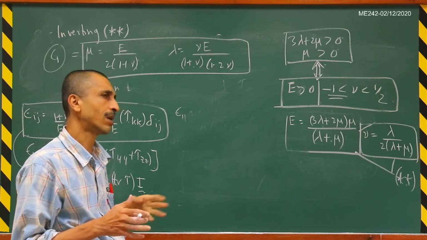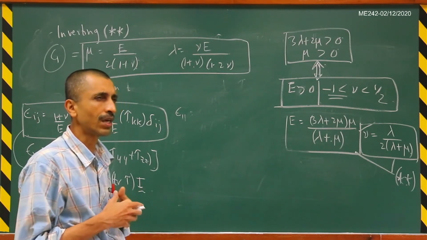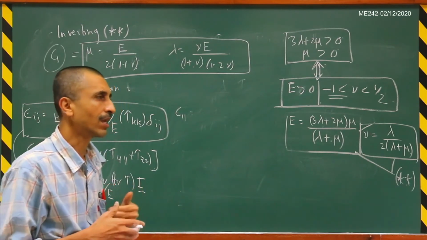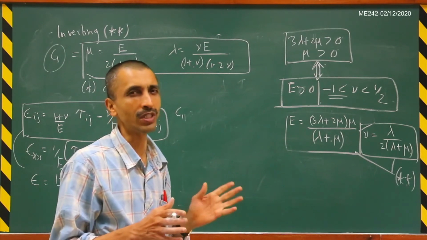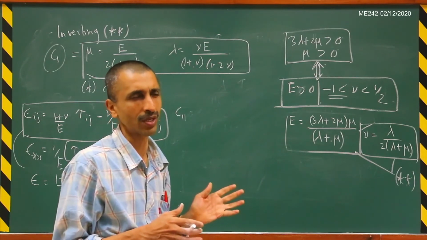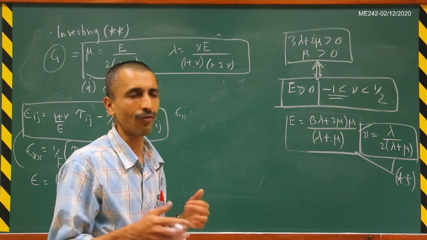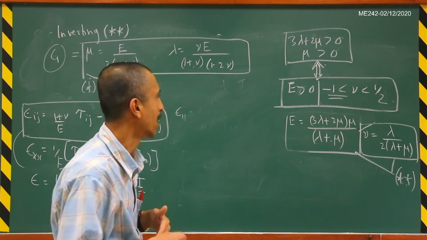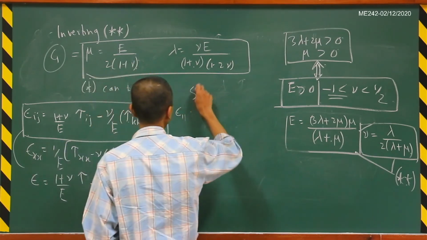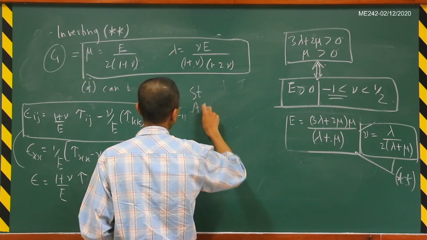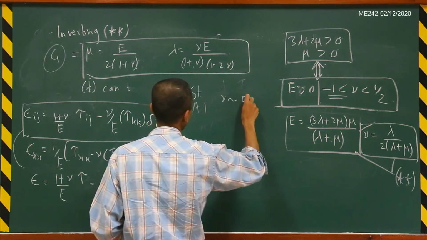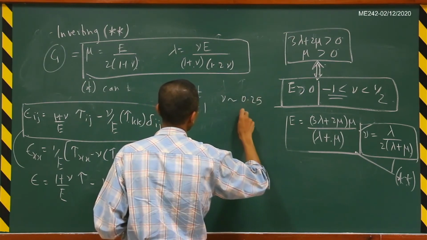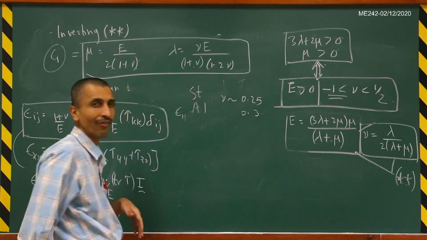So at least let us say that among materials where the continuum assumption is not violated, we don't see any negative Poisson ratio materials. For example, for ductile materials like steel or aluminum, the Poisson ratio is of the order of 0.25 to 0.3. So you are all familiar with that.